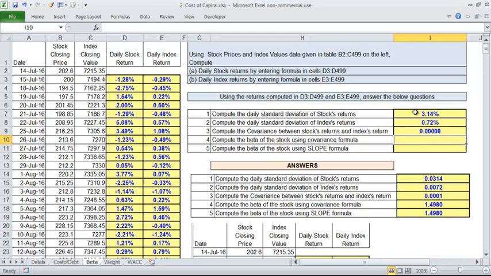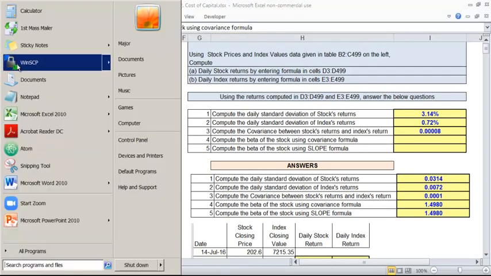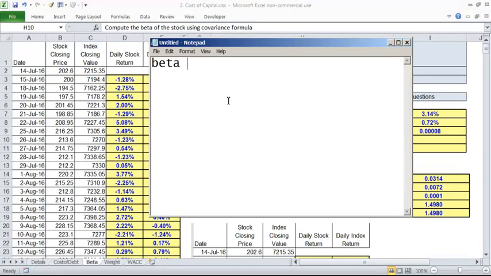Now with the covariance and standard deviation, we need to compute the beta of the stock using the covariance formula. How is beta computed using the covariance formula? Beta is given as the covariance of the stock and the market, which is the index, divided by the variance of the index, which is the market. So this is the formula: covariance of stock and market divided by variance of market.